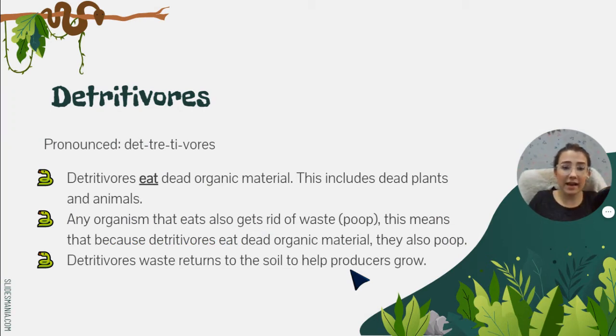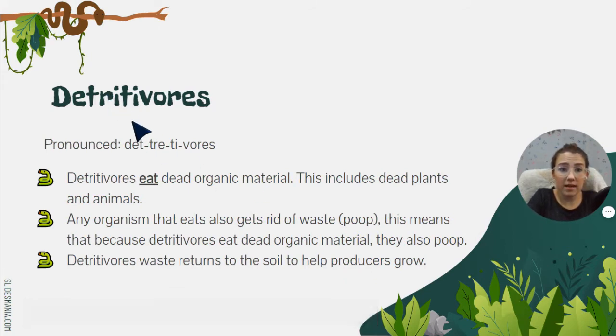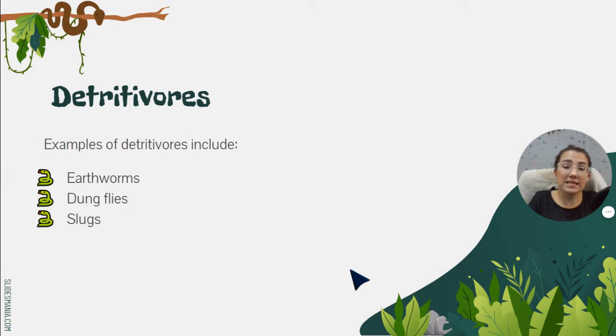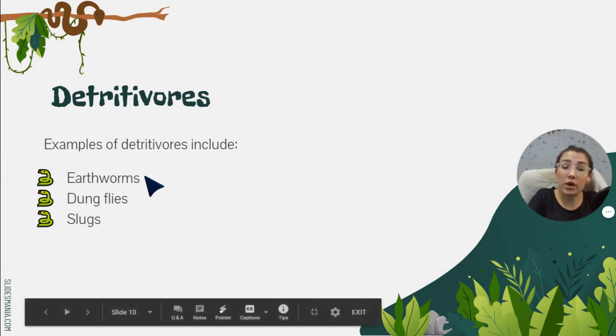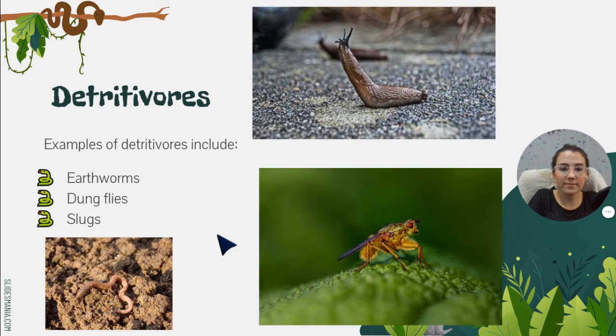You've probably seen Lion King, the circle of life, right? So this has the same concept. So we eat the producers, or say the animals eat the producers. The detritivores eat the animals once they die, and then they poop, and their poop helps more producers grow. So let's keep going. Different examples of detritivores include things like earthworms, dung flies, and slugs as well. Here's some pictures of them.